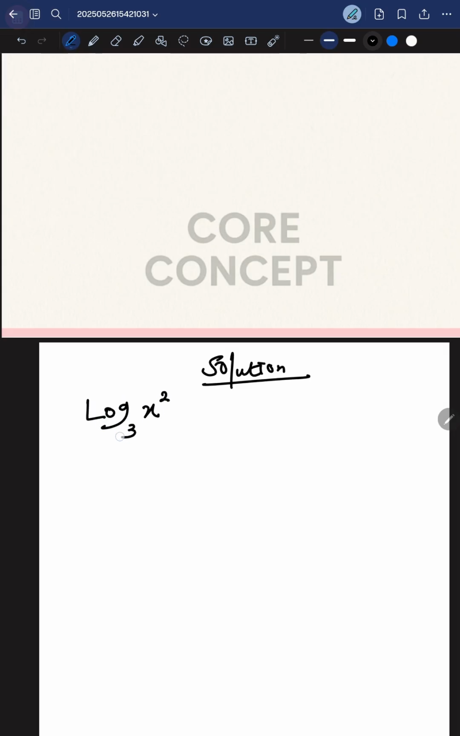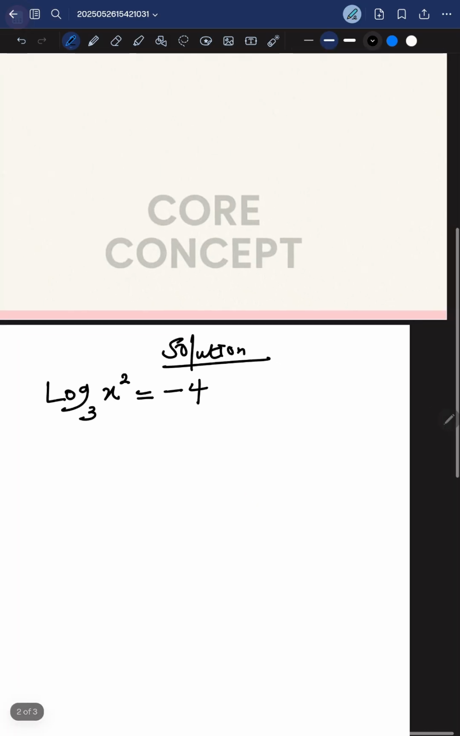Solution. Now this is very easy. So we have log x squared base 3 is equal to -4. Now, I want you to note a formula. This formula is going to help you to solve this problem and subsequent questions also. So if you have log a base b is equal to c, you can see that this formula is of the same format as this question.